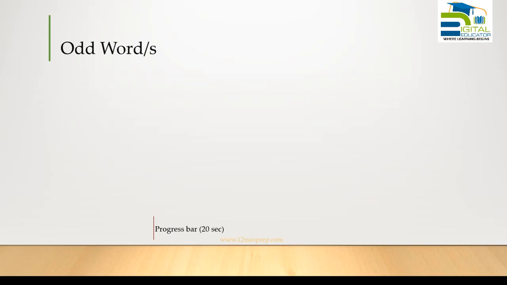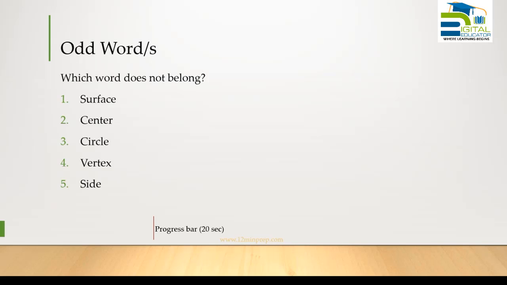In another question type, you may be asked to choose 1 or 2 words that do not belong. Take 20 seconds to solve this one. In this example, circle is the odd one out, since it describes a specific shape, while all other words describe a location in space or a part within a shape.